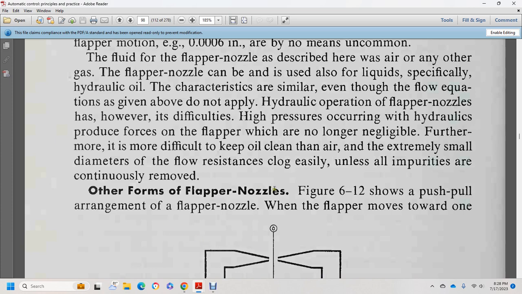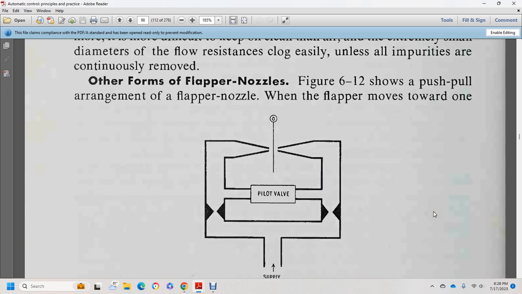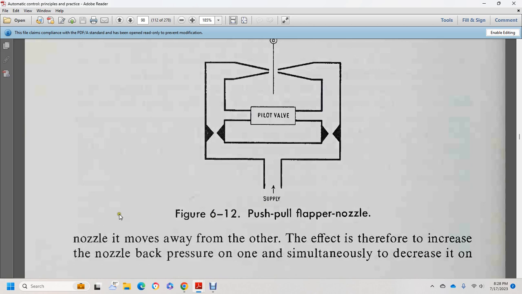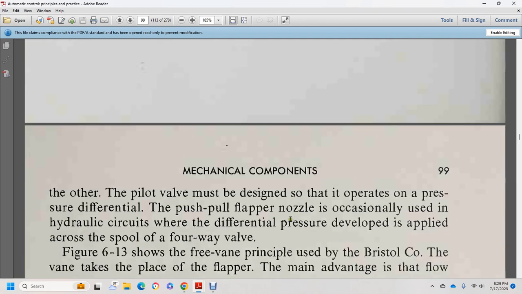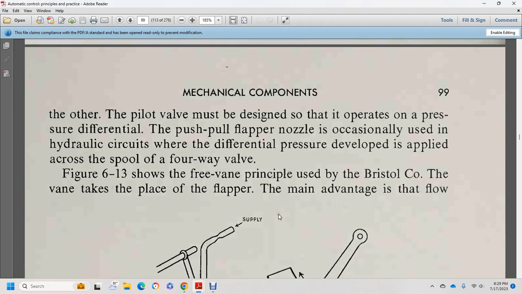Other forms of the flapper nozzle. Figure 6-12 shows the push-pull arrangement of a flapper nozzle. When the flapper moves toward one nozzle, it moves away from the other, with the effect of increasing the nozzle back pressure of one at the same time as it decreases the other. This is a push-pull flapper nozzle. The pilot valve must be designed to operate with the pressure differential of the push-pull flapper nozzle, occasionally with a hydraulic stroke, with the differential pressure supplied to the spool of the four-way valve, as in figure 6-4-13.